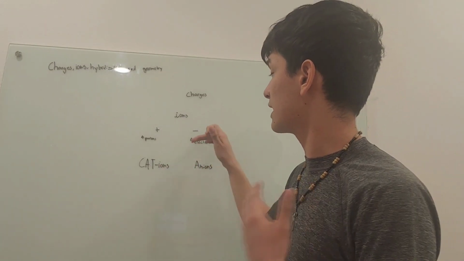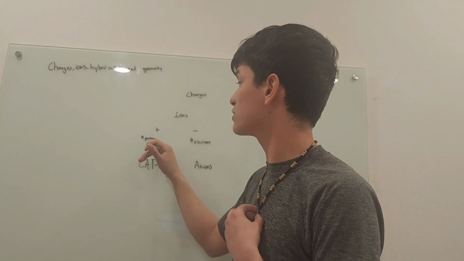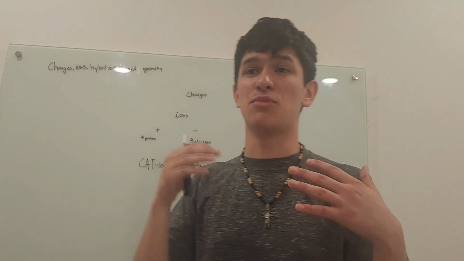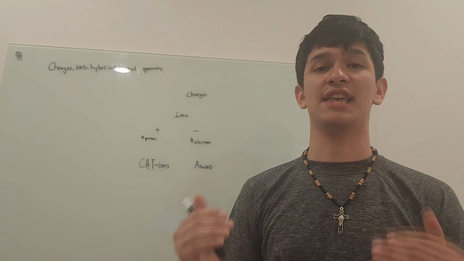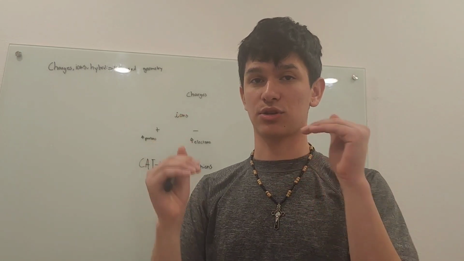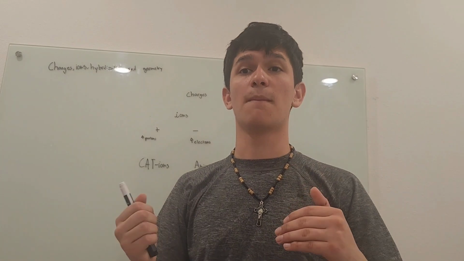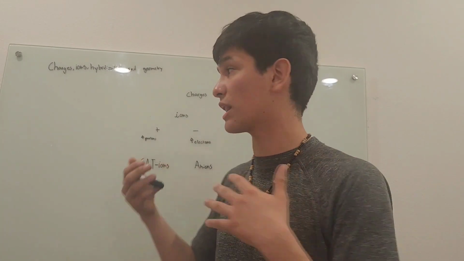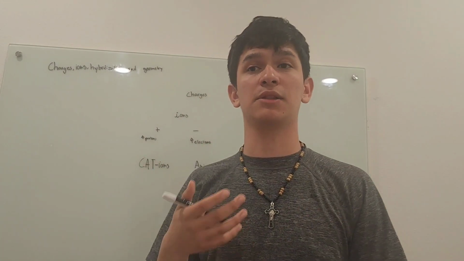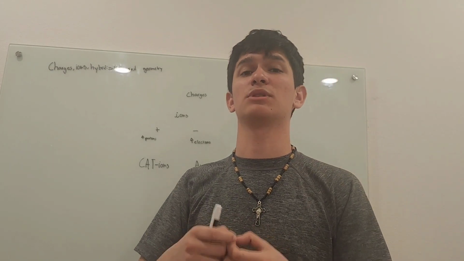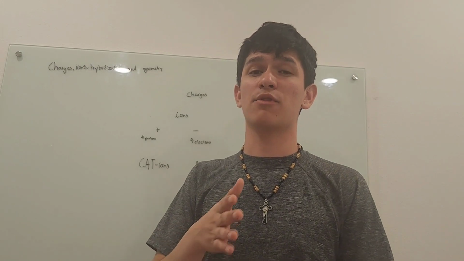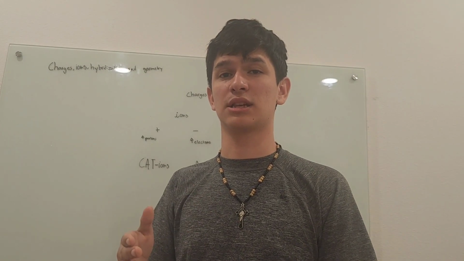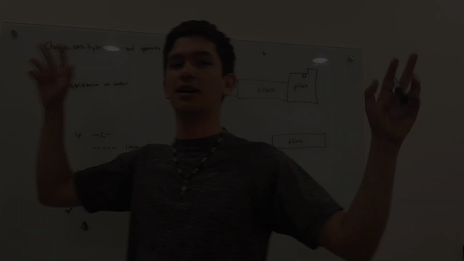Only the number of electrons changes. A cation doesn't mean it has more protons than a normal carbon, right? It means that it has fewer electrons compared to the number of protons. Because if it had more or fewer protons, we would not be dealing with the same element. We would be dealing with a different element, because as you remember from chemistry 1, the number of protons determines the atomic number, which determines the element.